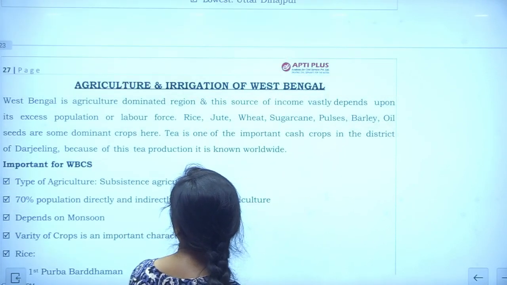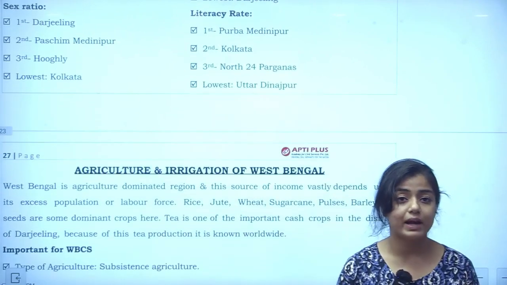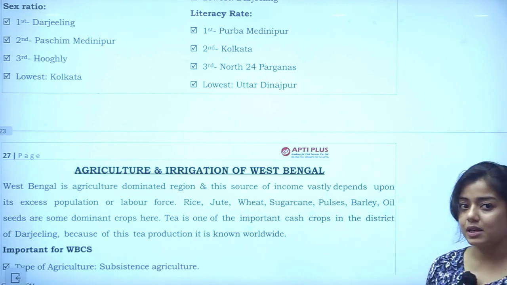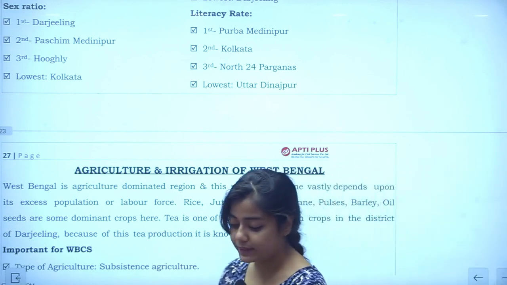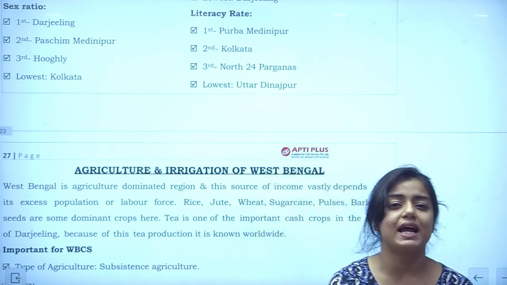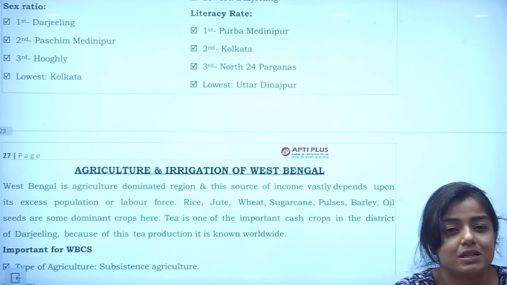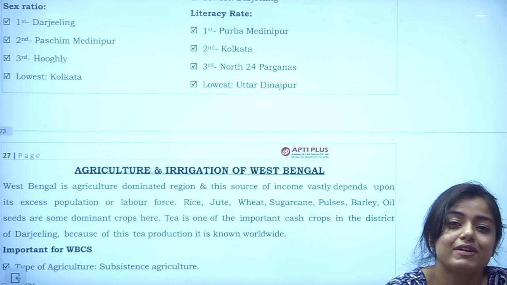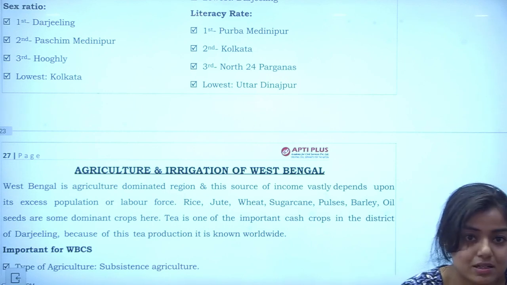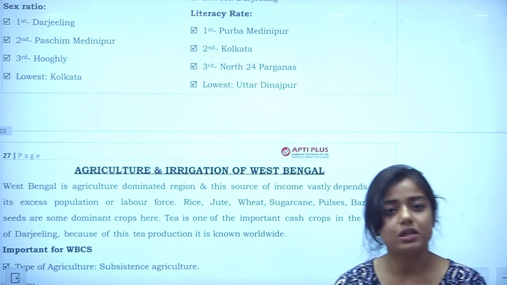Why is the birth rate high in that case? Sorry, why is the death rate low in that case? It is low because technological advancements have been happening, the amenities have been increasing, and the infrastructure facilities of the healthcare system are in a better condition. So these are the reasons why death rates are generally low.